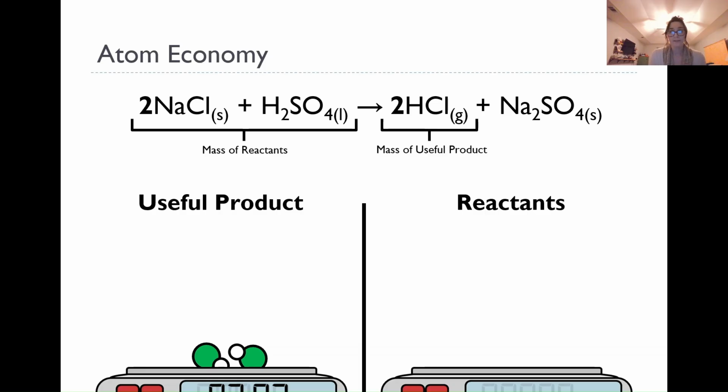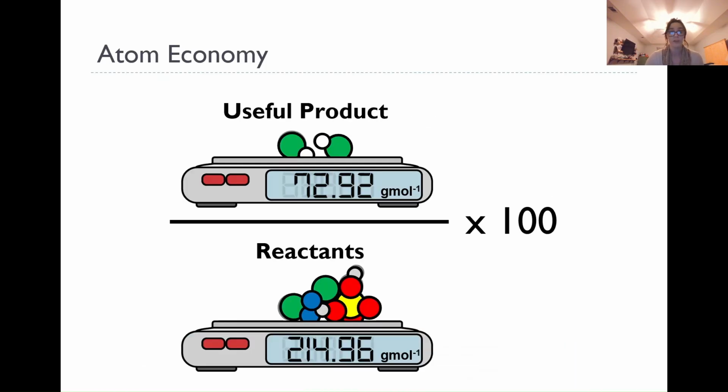The molar mass of the product, multiplying it by 2, of course, is 72.92 grams per mole, whereas the molar mass of the reactants, added all together and multiplying the sodium chloride by 2, would be 214.96 grams per mole. So if you divide that number, you get 72.92 divided by 214.96. Let's do this on my phone calculator really quick, because I don't have my other one handy. That's only 33.9%. So when you're doing the reaction, only 33.9% of your reactants will turn into useful products.